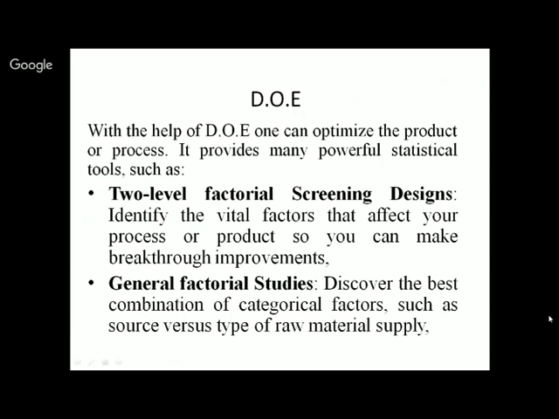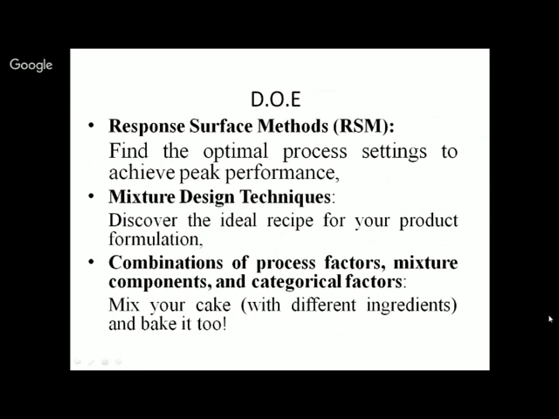In 2 levels, you can identify the vital factors which can affect your process. Then you can discover the best combinations of other factors. For example, I have taken a study of the source versus the supply of raw material. This type of problem can be solved through this software.